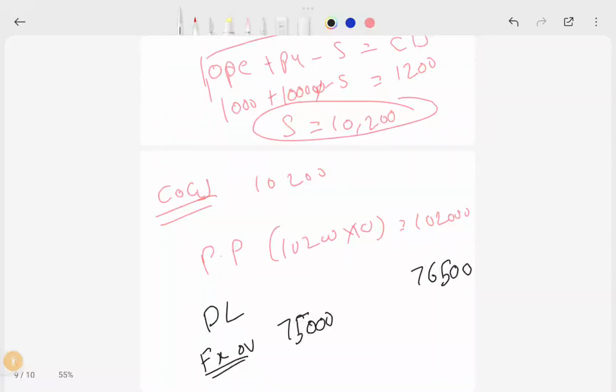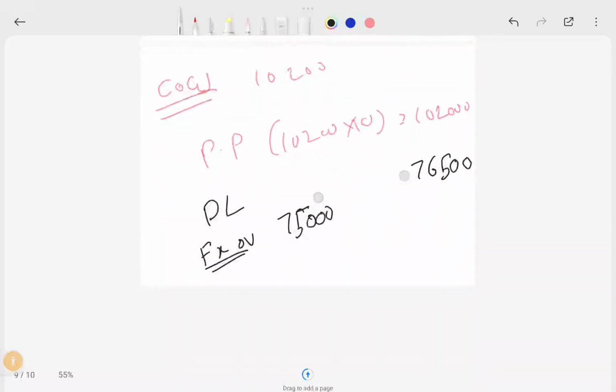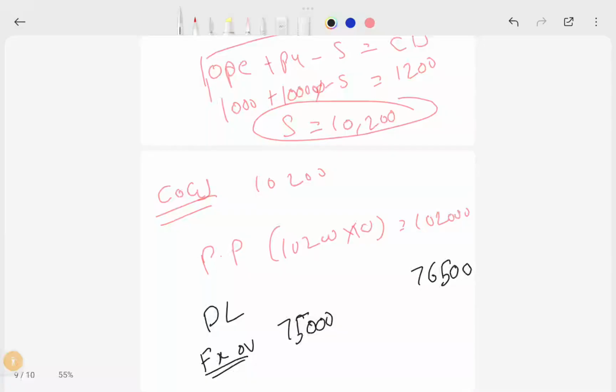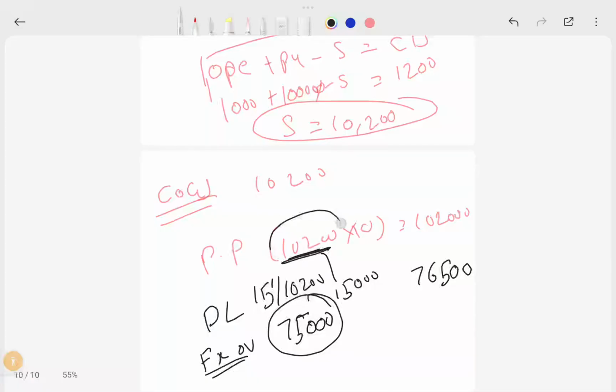Now you have to calculate how much you will get for 10,200. What is the normal capacity? 15k, or actual capacity 10,200. This is the actual production you have, but the normal capacity is 75,000 for 15,000 units, but you have produced only 10,200. So the balance you have to eliminate.